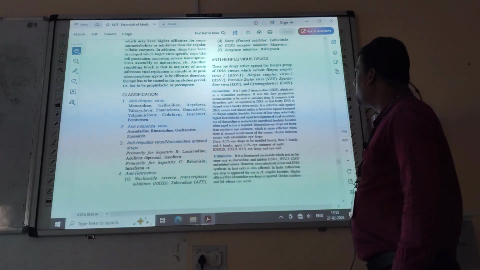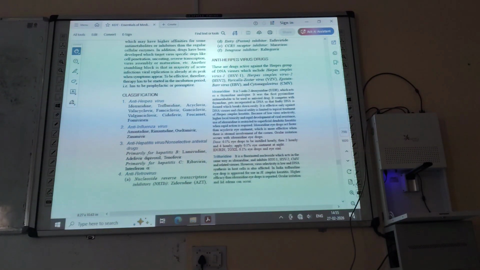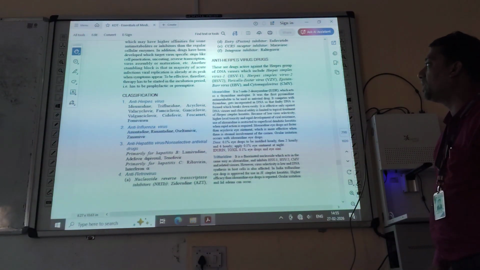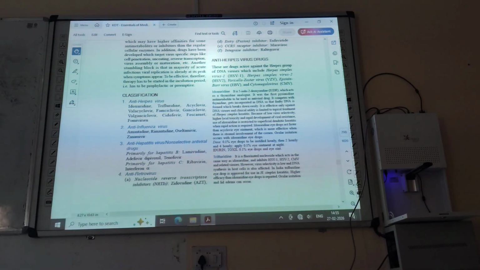Faulty DNA is formed which breaks down easily. It is effective only against the DNA virus. The hydroxyuridine is effective only against the DNA virus.